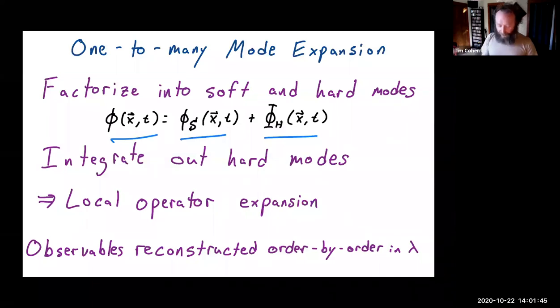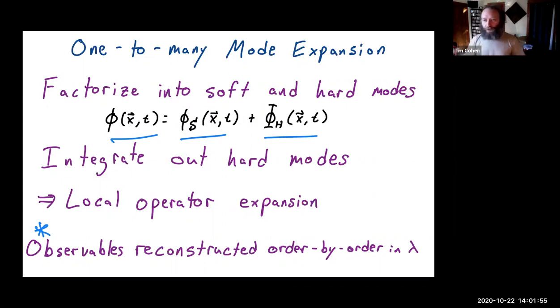And if you succeed, then your observables will be organized order by order in your power counting parameter. So you get logs of power counting, and then you just get power corrections, which are a Taylor expansion in terms of the power counting.